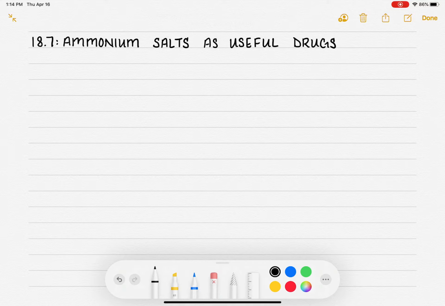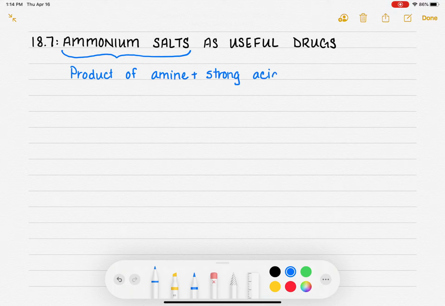So the ammonium salt is the product that you get when you react an amine with a strong acid, which was the last reaction that we looked at. An amine plus a strong acid like HCl or HI. The product of that reaction, where you have the nitrogen that has the extra hydrogen and the positive charge, that type of molecule is called an ammonium salt.